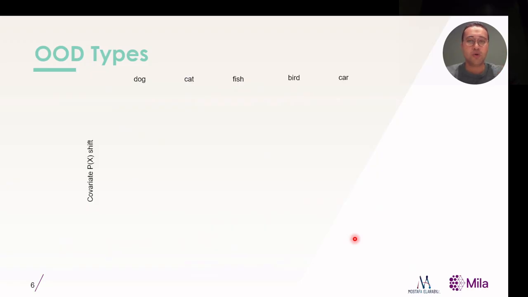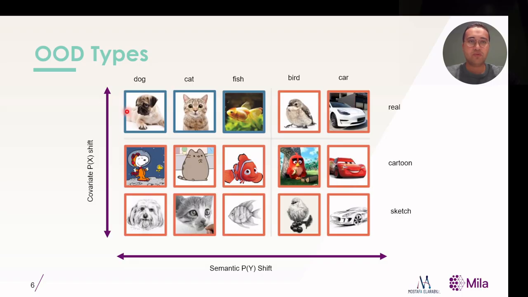So what are the OOD types that we have? We have two types. Covariate shift, where the input space is shifting, like for example, you have real images, cartoons, sketches. And the second type is the semantic shift, where your label space is shifting: dog, cat, and fish. Now let's assume you have a model that has been trained on dog, cat, and fish, and during inference you give it a bird and a car. So you expect the model to reject those two predictions, and that is the mission of OOD detection methods.